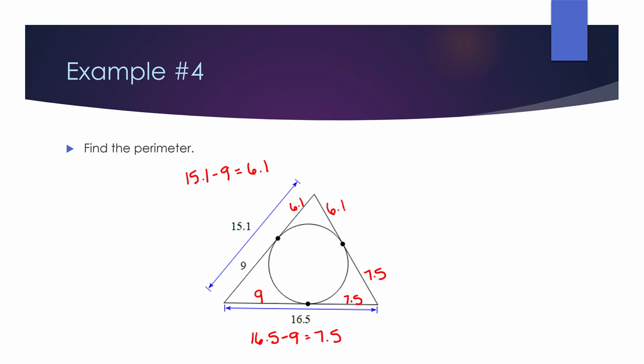Now we have found the length of all the different pieces here, and we're just going to take this and add them all up, because that's what perimeter is. Add them all together. 6.1, 6.1, 9, 9, 7.5, 7.5. We add all of those up, and that gives us a perimeter of 45.2.